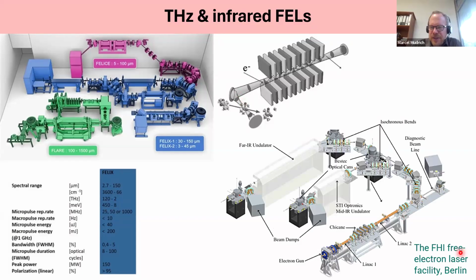Another facility is at the Fritz Haber Institute, that's in Berlin. So by the way, Felix and Felice are user facilities in Nijmegen in the Netherlands. So you can actually apply for beam time if you have a good idea how to use intense far infrared radiation for molecular spectroscopy mostly. The free electron laser at the Fritz Haber Institute is an in-house facility, but very similar.